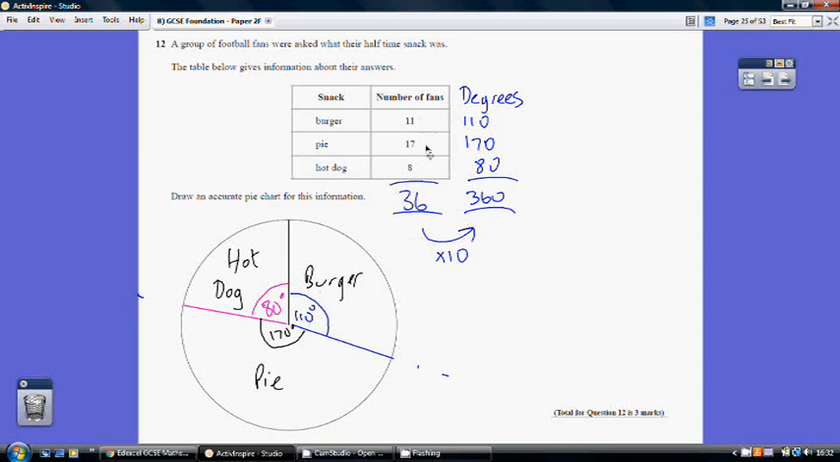So 11 times 10, 17 times 10, and 8 times 10. Now these are each of the degrees. So using my protractor, I've measured 110 degrees for burgers, 170 degrees for pies, and 80 degrees for hot dogs. Now these degrees here I've just put in for your reference. I would not include that in my final answer. My final answer would obviously be the lines drawn correctly and the wording.